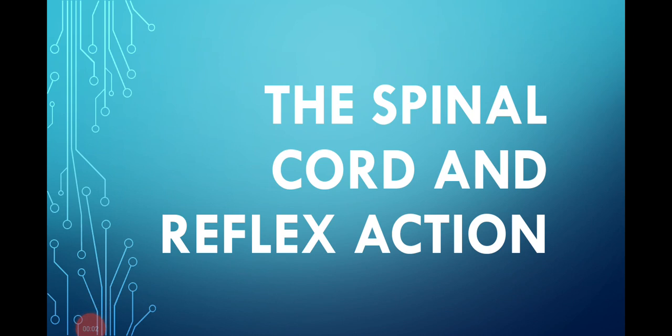Hello students, in this segment we are going to discuss the spinal cord and reflex action. As all of you know, the spinal cord is a part of the central nervous system and it is one long rope-like collection of nerve fibers which runs along the full length inside the spine, and it is housed in a hollow tube called the spinal column.